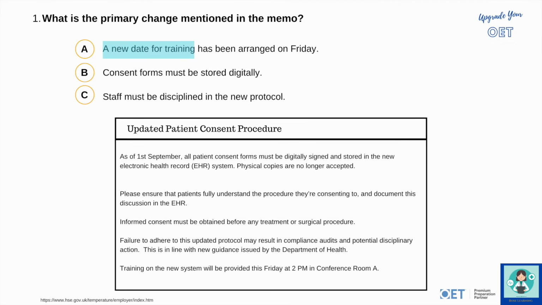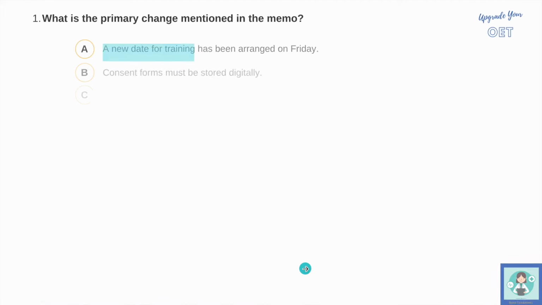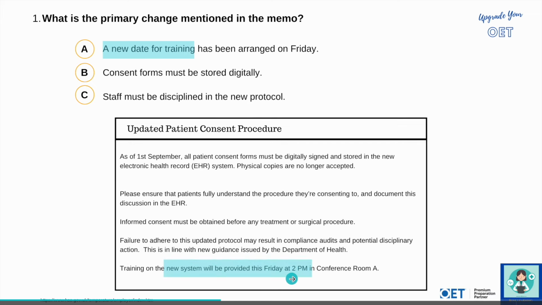So first of all, what is the primary change mentioned in the memo? So there are a couple of changes mentioned, but what's the primary one? So we look at the options. We have a new date for training, and they do talk about a date. It doesn't say whether it's new or not, does it? It's a new system, but not a new date as such.